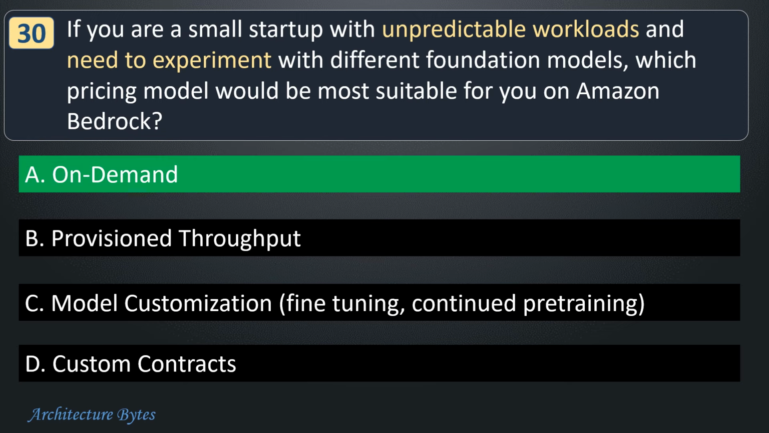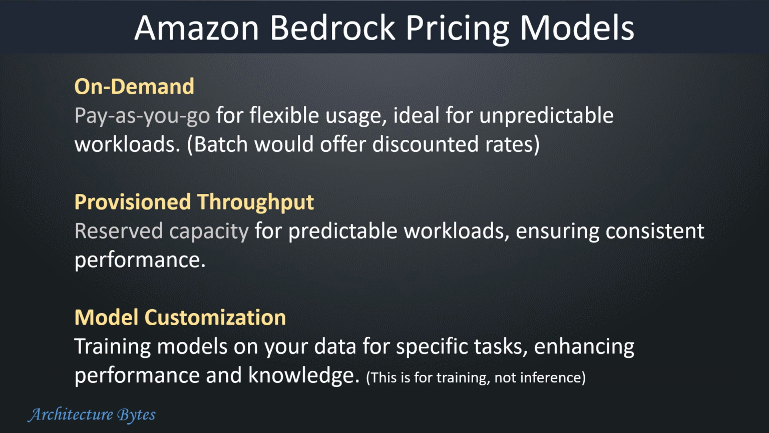Option A, on demand is the right answer here. On demand: pay as you go for flexible usage, ideal for unpredictable workloads. Provision throughput: reserved capacity for predictable workloads, ensuring consistent performance. Model customization: training models on your data for specific tasks, enhancing performance and knowledge.